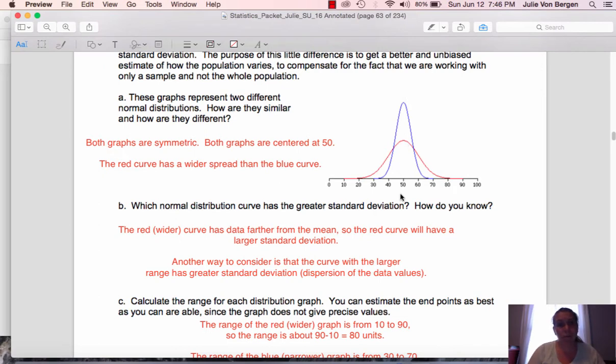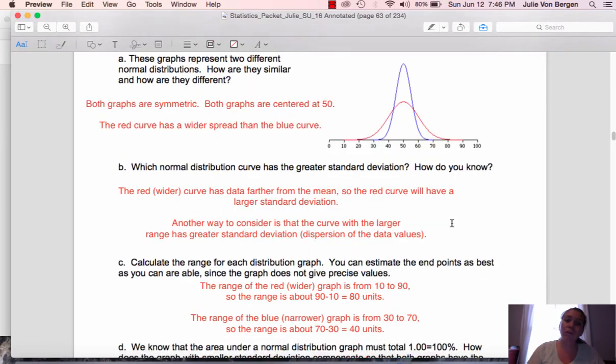Question B asks, which normal distribution curve has the greater standard deviation, and how do we know? So we know the red curve, or the wider curve, has data further from the mean, right, because they both have the mean or median at 50. And so it makes sense that it's going to have more variation in the data. So the red curve has the larger standard deviation. Another way to consider is that the curve with the larger range, in this case the red curve, has greater standard deviation because the dispersion is further for the data values. So the data values are dispersed further throughout the graph.